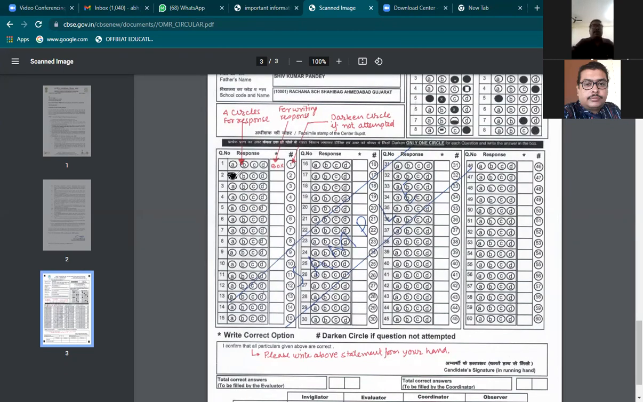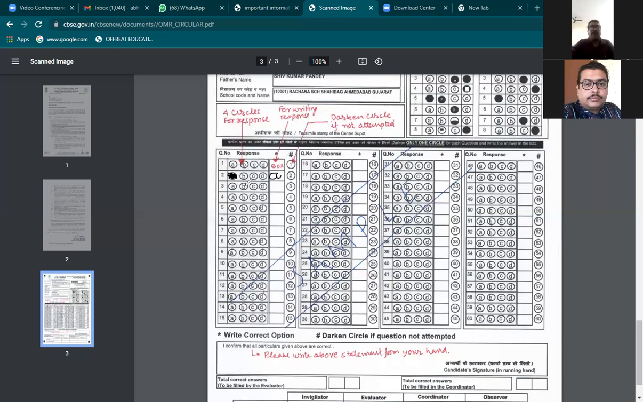So question number 2, A will be the answer. We should darken it properly. You can see I darken it properly. After that, I am writing the option A in the specified box. Regarding the mistakes most students make: after darkening the circle, they do not write the correct answer in the specified box. That should be written. The answer should be written in the box.